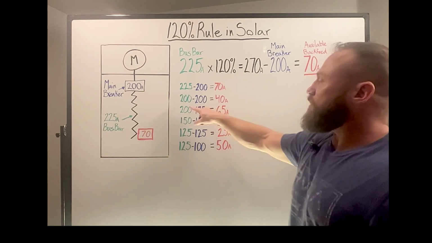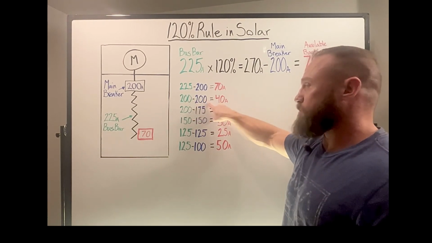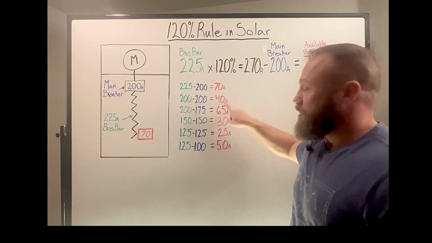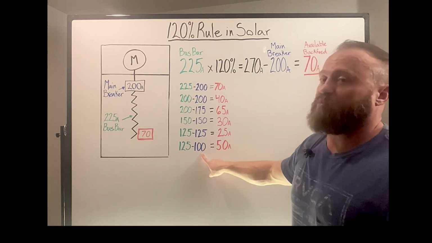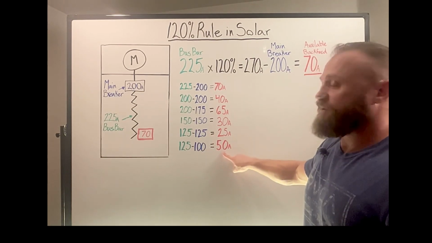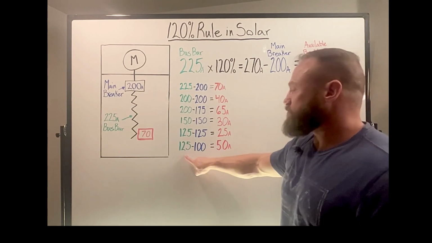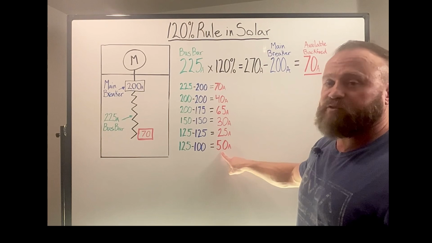You can see that if we had a 200 amp bus bar and a 200 amp main breaker, we could backfeed up to 40 amps of solar. But if we have a 125 amp bus bar and a 100 amp main breaker, we can backfeed up to 50 amps of solar. So you can see that having the bus bar being rated higher than the main breaker is beneficial for solar.